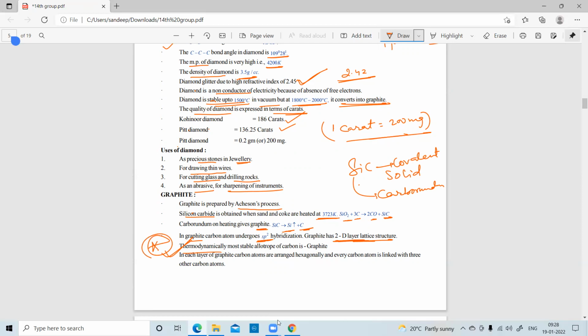It has double bond character, so there are free, mobile electrons. That's why graphite is a good conductor.